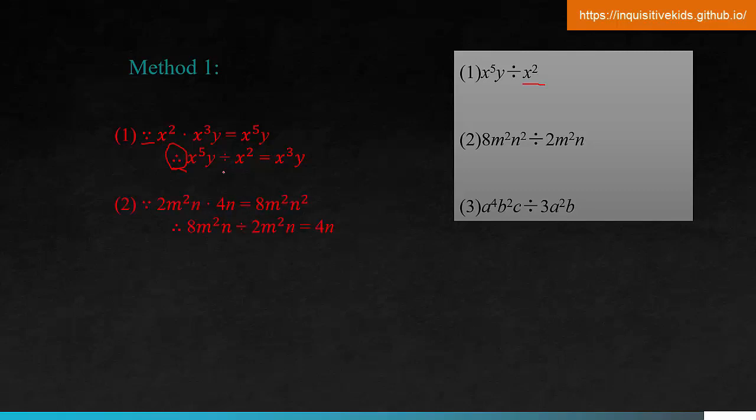For the second problem, we get 4n. Again, you think about what times 2m squared n gives us 8m squared n squared.